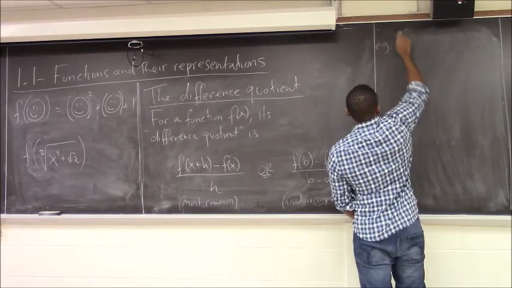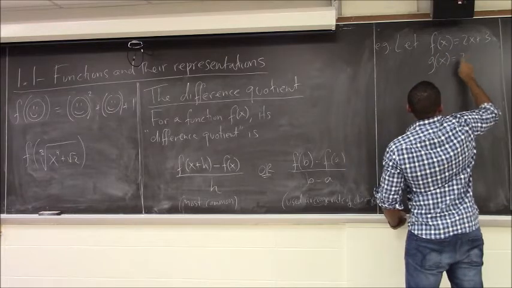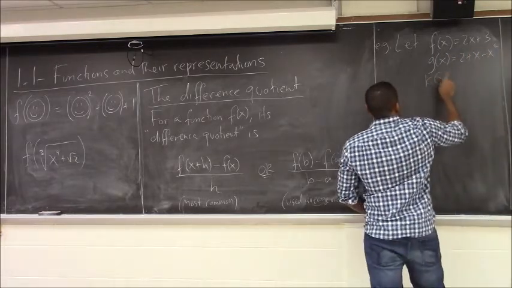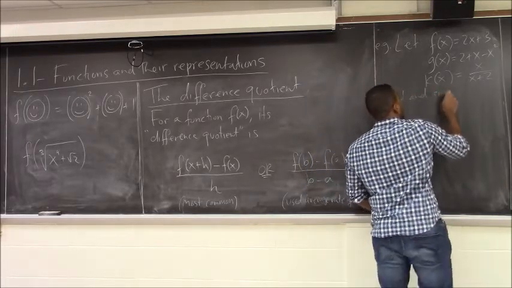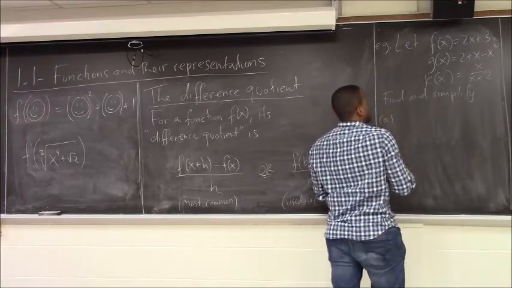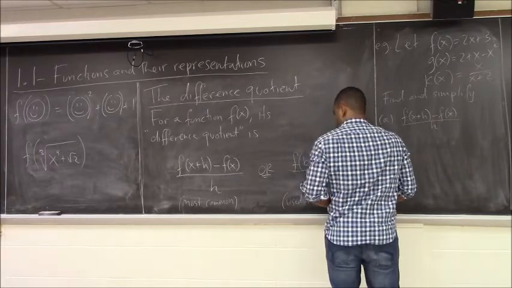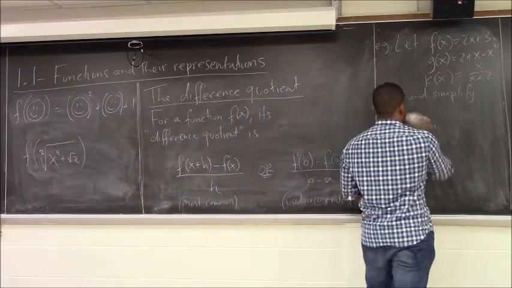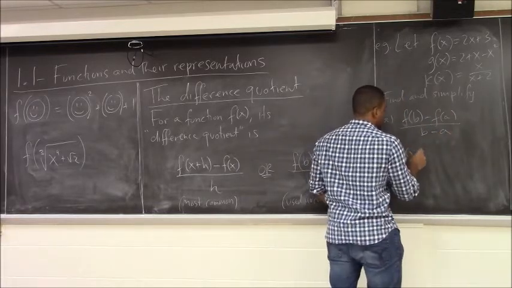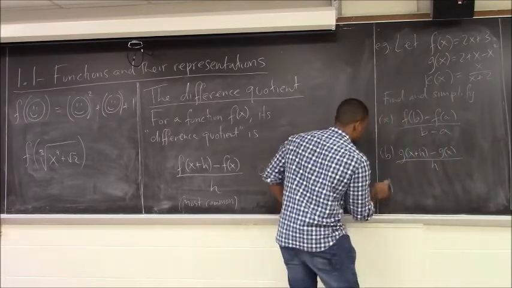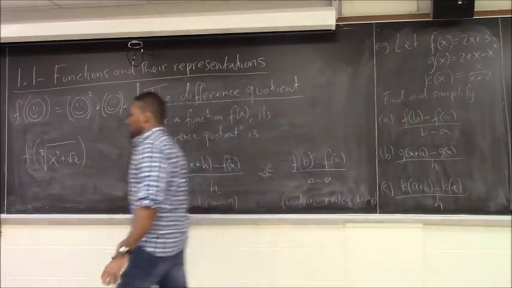Let's do some problems with difference quotients. Let f of x equals 2x plus 3, g of x equals x minus x squared, k of x equals x over x plus 2. Find and simplify. A: f of x plus h minus f of x over h. Is that the version I wanted before? Let's do the b minus a version: f of b minus f of a over b minus a. B: g of x plus h minus g of x over h. C: k of a plus h minus k of a over h. Given those functions, compute those three difference quotients.